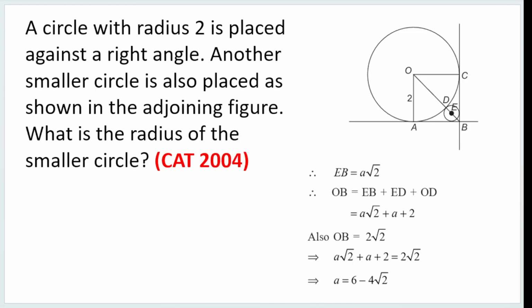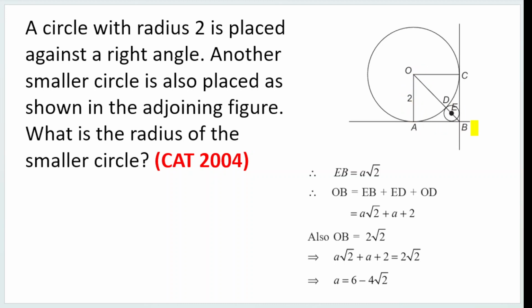Let's see how. Let's take this bigger circle, and if its radius is 2, then we can complete the square this way. And we know the distance from the center to the vertex, from O to B, which is actually the diagonal of the square, or the hypotenuse of this isosceles right angle triangle. So what is OB?